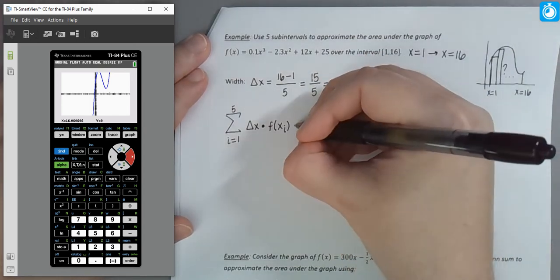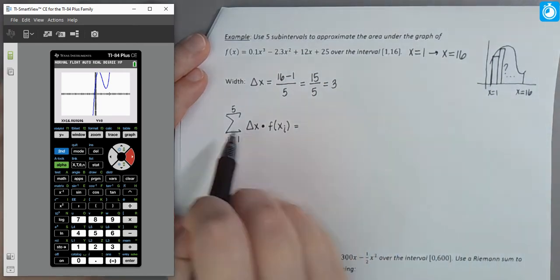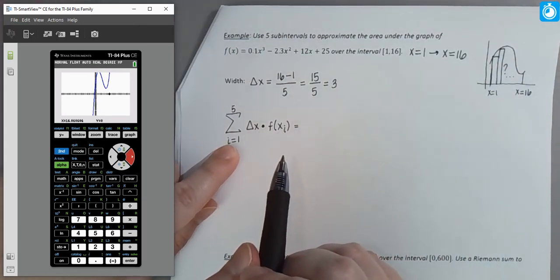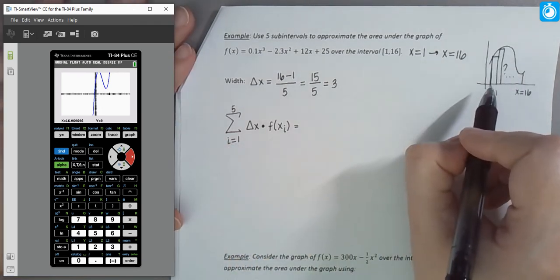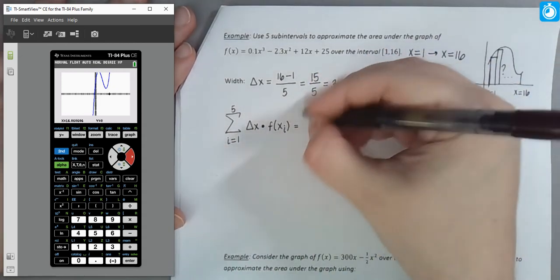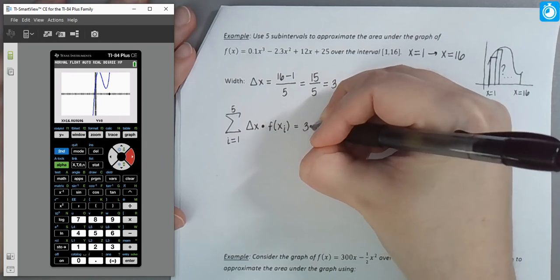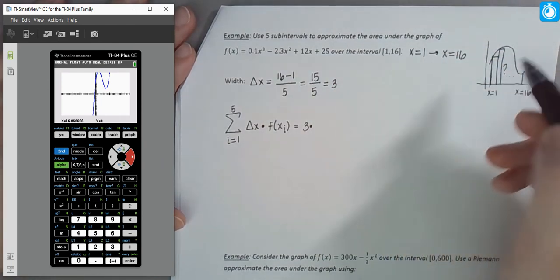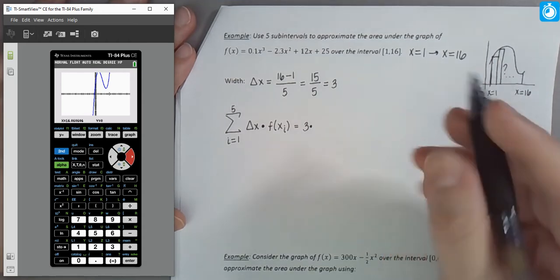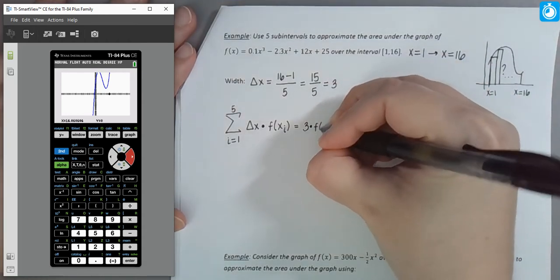Okay, so now we need to apply what this is telling us to do. So start with 1. Okay, starting with our first rectangle, we're starting at x equals 1. So for our first rectangle, delta x, that's going to be constant. It's always 3, so the width of that rectangle is 3, times the height of that rectangle, which will be f of our first x value, f of 1.